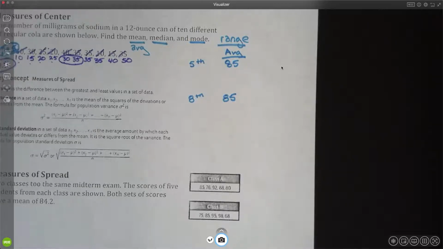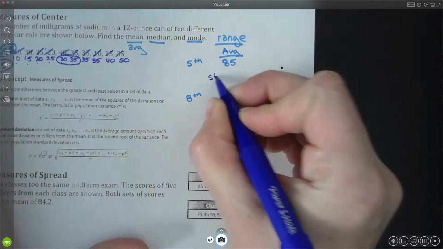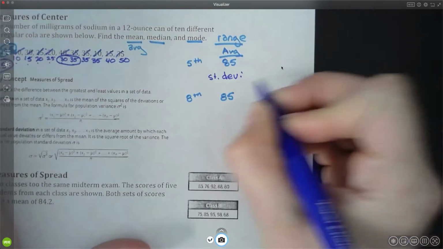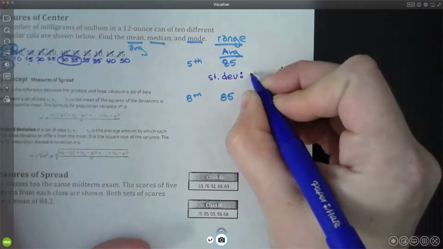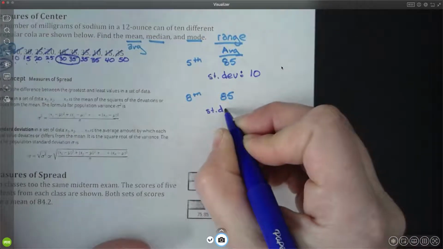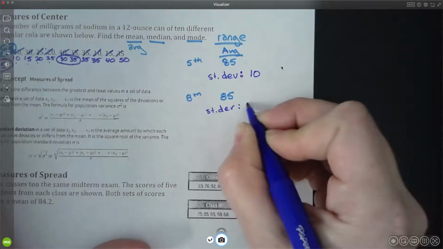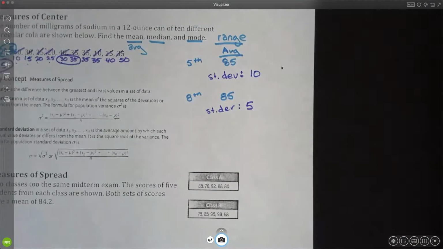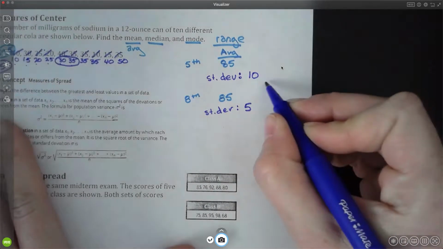But now I'm going to incorporate another statistic, which is called the standard deviation, okay? And let's say the standard deviation for the 5th period class is a 10. And the standard deviation for the 8th period class is a 5, okay? Now, what this means is that yours is better, of course it is. I'm going to draw a little bell curve.